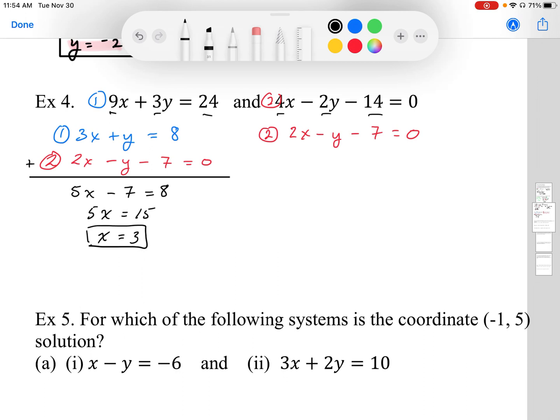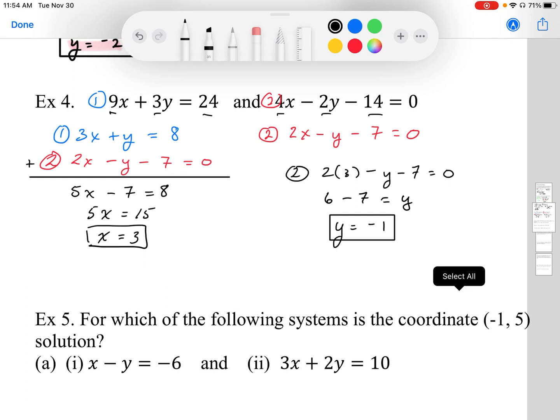Okay, so once I solve for x equals 3, I'm going to plug it into equation 2. 2 times 3 minus y minus 7 equals 0. And so I end up with 6 minus 7. I'm going to add y to both sides, so I get plus y on this side. Then y is equal to negative 1. Okay, so there's my solution: at x equals 3, y equals negative 1.